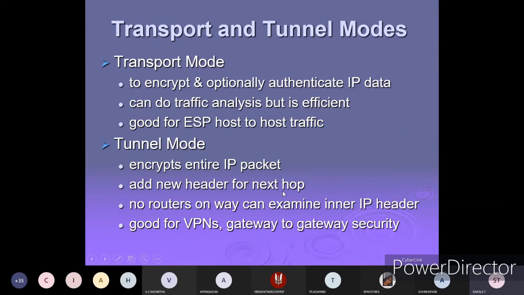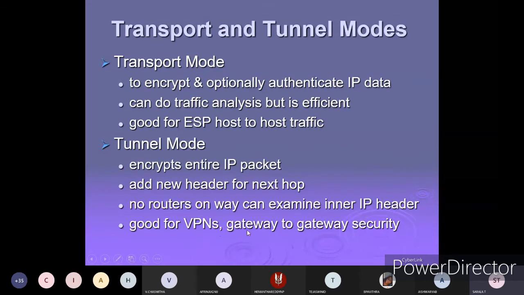If you are encrypting the whole packet, then you are transmitting that information in tunnel mode. Add a new header for the next hop, meaning a new header will be created and added for the next information. No routers on the way can examine the inner IP header. If any router is present in between during tunnel mode transmission, it can't examine what type of IP header is present in that information.